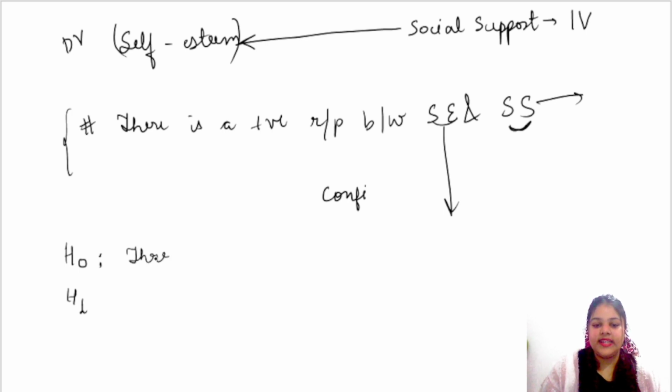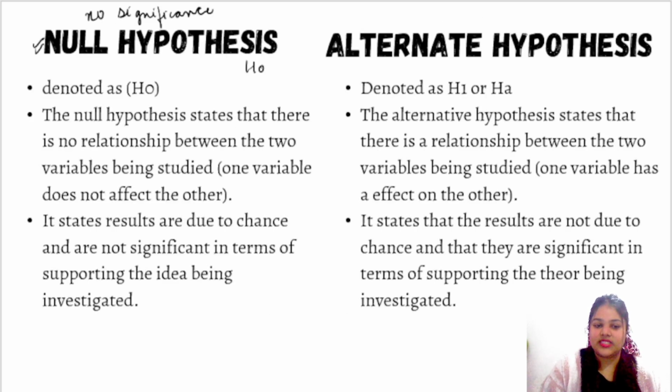So I will write there is no relationship between self-esteem and social support. This is my null hypothesis. So null hypothesis is basically stating that there is no relationship which is significant between these two variables. Now moving ahead with alternate hypothesis.